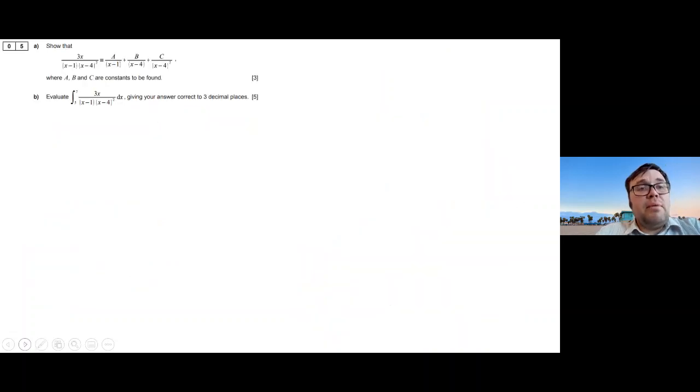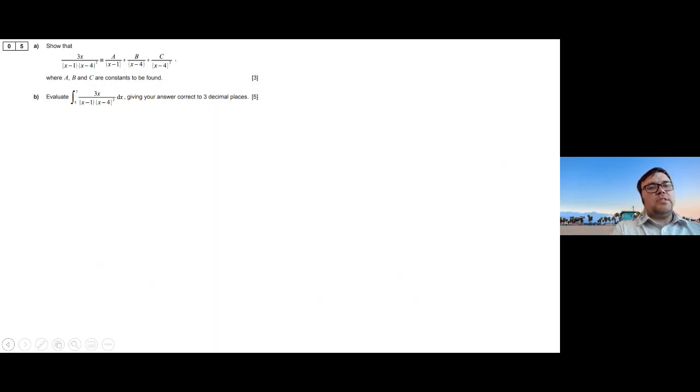Here we have an 8 marker. Notice the questions are probably a little bit shorter than what you've got in the AS, but they're worth more marks. So instead of maybe like 20, you're looking at 15. Right, this is partial fractions, and then we're going to have to integrate.